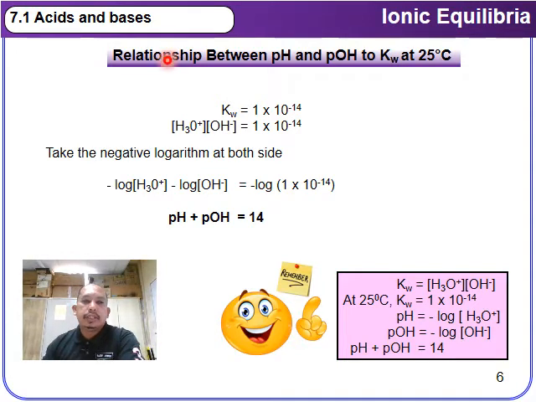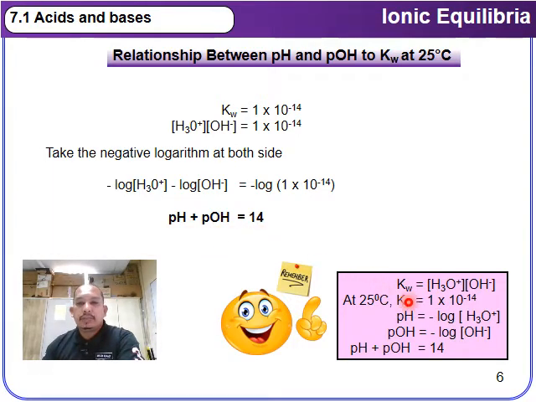The relationship between pH and pOH to Kw at 25 degrees Celsius. As we learned before, the Kw value is 1 × 10^-14. So from here, we can relate it with the concentration of the H3O+ ion and the OH- ion. So how about taking the negative logarithm on both sides? And what will happen? We finally conclude that pH plus pOH equals 14.